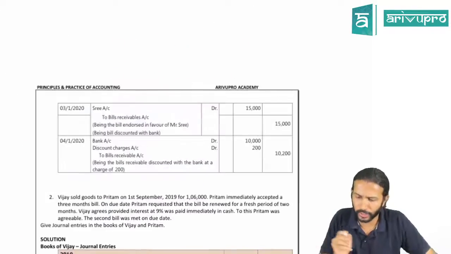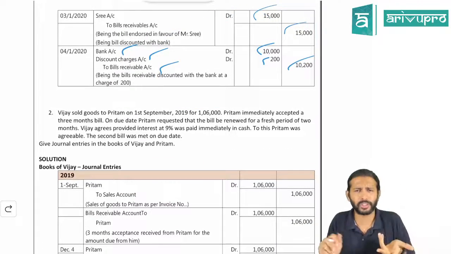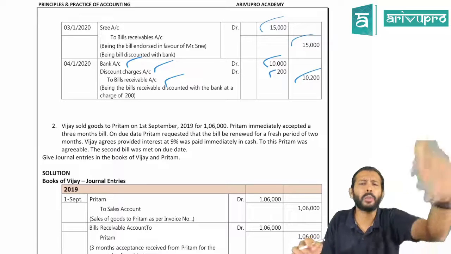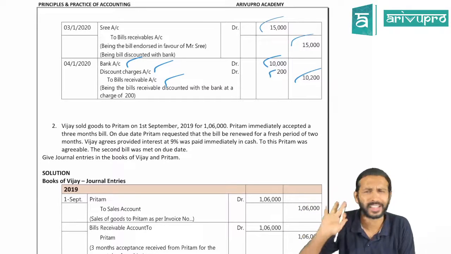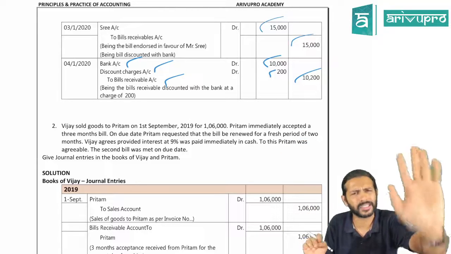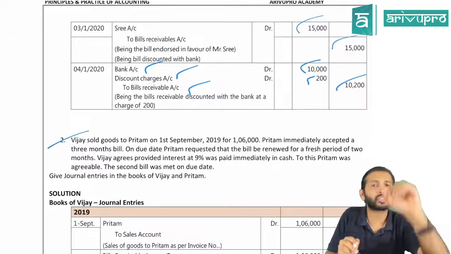So I will go for the next problem. In this particular problem, 3 scenarios came. Maybe going forward, the number of scenarios will keep increasing. Instead of 3, maybe you'll get 5 or 6 scenarios or whatever. That's it. Keep on passing the journal entries. So let's solve question number 2.